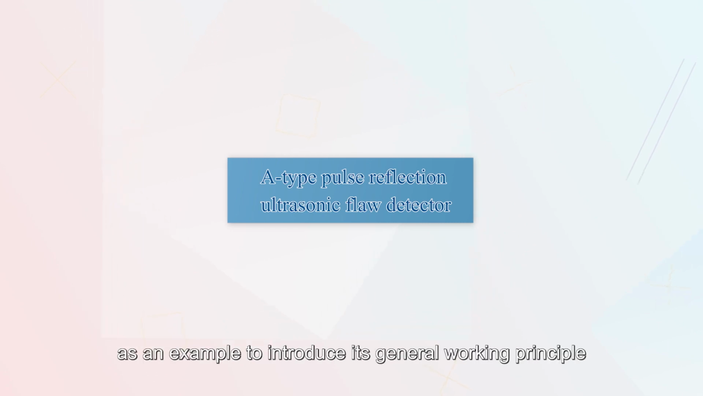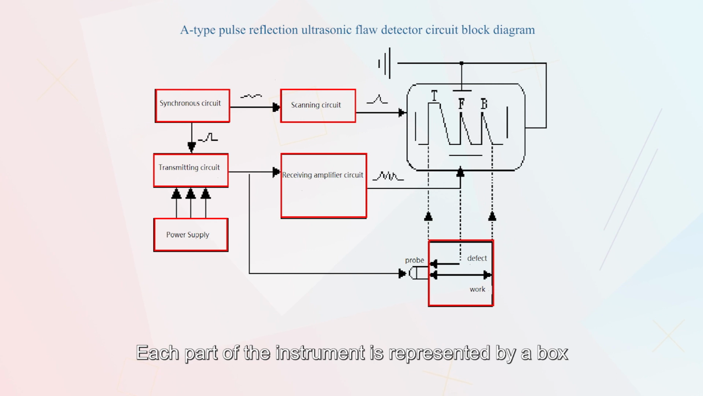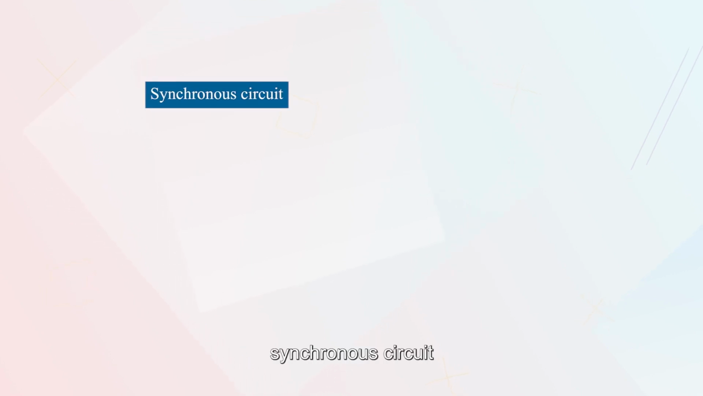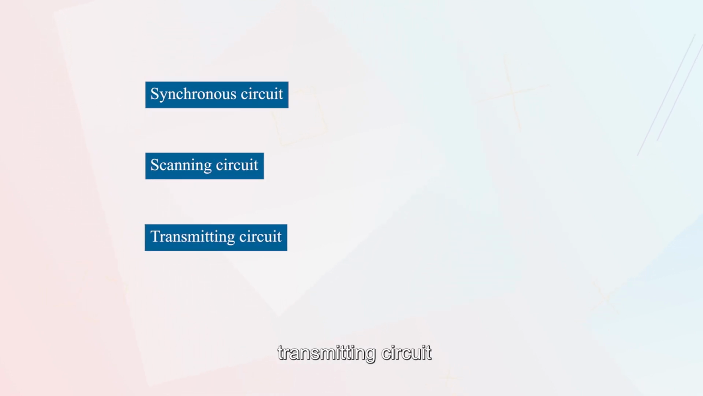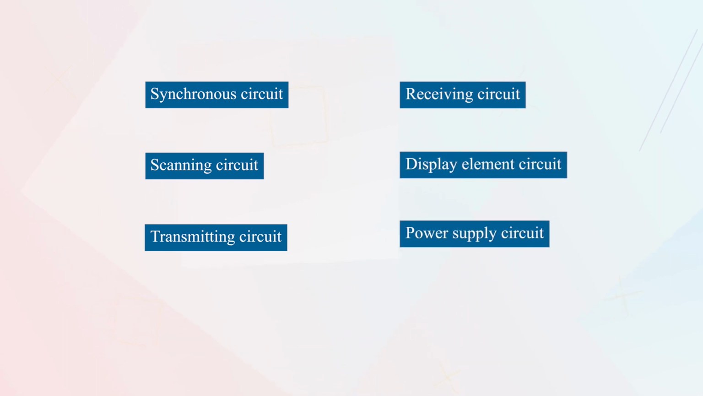In the following, we take the most widely used A-type pulse reflection ultrasonic flaw detector as the example to introduce its general working principle, as shown in the figure. Each part of the instrument is represented by a box, and the boxes are connected by lines to indicate the relationship between the various parts. As can be seen from the figure, the ultrasonic detector is mainly composed of the following parts: synchronous circuit, scanning circuit, transmitting circuit, receiving circuit, display circuit, and power supply circuit.